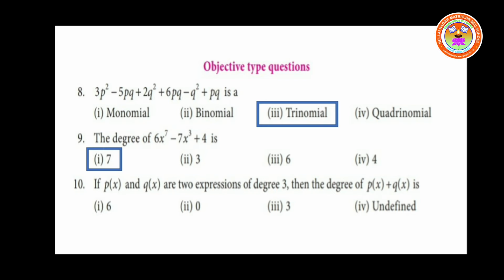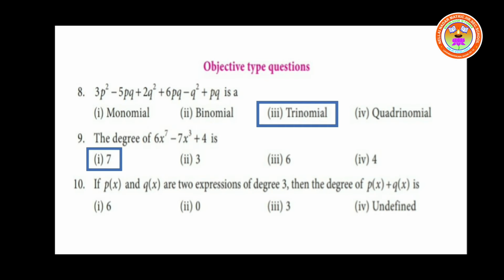Okay, now next, the 10th one. If P(x) and Q(x) are two expressions of degree 3, then the degree of P(x) + Q(x) is: option 1 6, option 2 0, option 3 3, option 4 undefined. P(x) and Q(x) are two expressions. For example, you take what is given there, degree is 3. You can take x to the power of 3. P(x) is x³, and Q(x) is also x³. So when you are adding, you have to add only the variable.